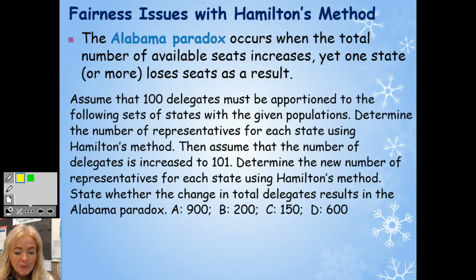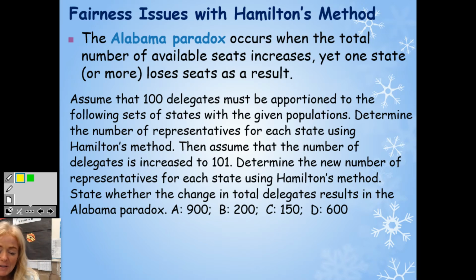All right, so assume we're starting another example here, dealing with Hamilton's method, which we use to figure out the House of Representatives, and the Alabama paradox, determining whether or not it occurs so that we're fair to all states when we pick their representatives. So assume that we'll pick the number of representatives. I can't really say if we are fair when we actually pick the representatives, but at least we're fair when we pick the number that each state gets.